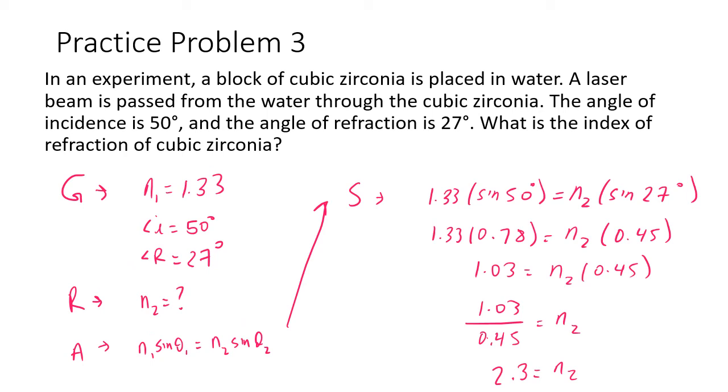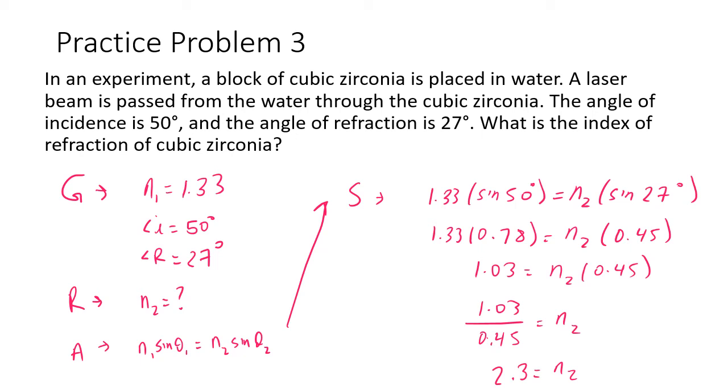Okay, let's do one last practice problem. In an experiment, a block of cubic zirconia is placed in water. A laser beam is passed from the water through the cubic zirconia. The angle of incidence is 50 degrees and the angle of refraction is 27 degrees. What is the index of refraction of cubic zirconia?